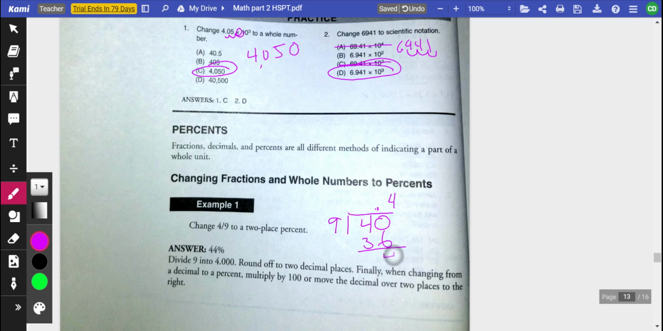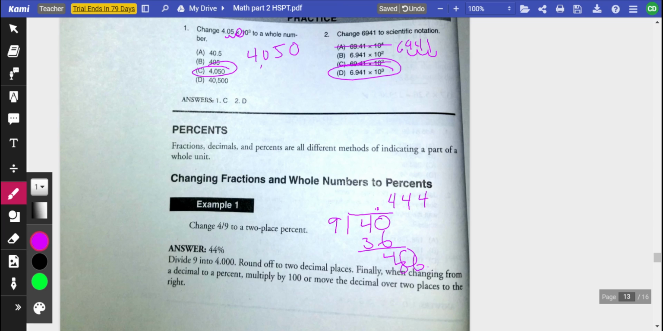40 minus 36 is 4. And then we get a 0 for our next place value. 9 goes into 40 4 times. We know we're going to keep getting a repeating decimal because it's just going to keep going, right? It's going to be 4 and 4 and 4 and 4 and 4. So we know it's going to be 0.444.